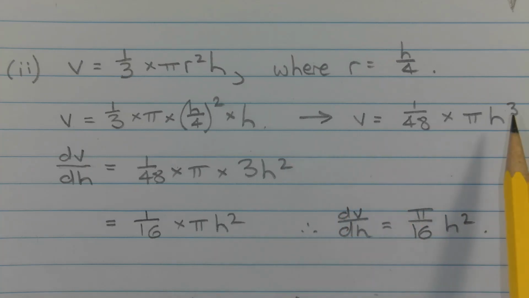Differentiating V with respect to h, we get dV/dh equals 1/48 times pi times 3h squared. That simplifies to 1/16 pi h squared, and that gives us dV/dh equals pi over 16 times h squared as required.